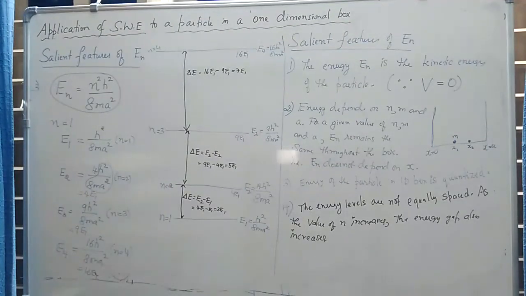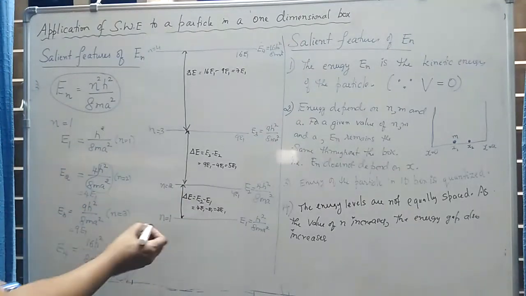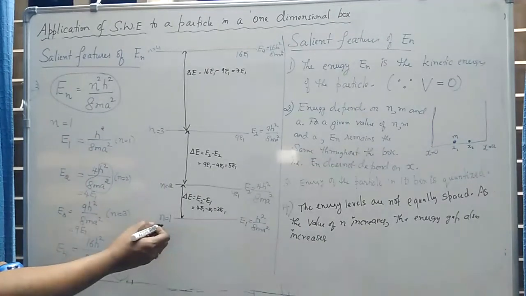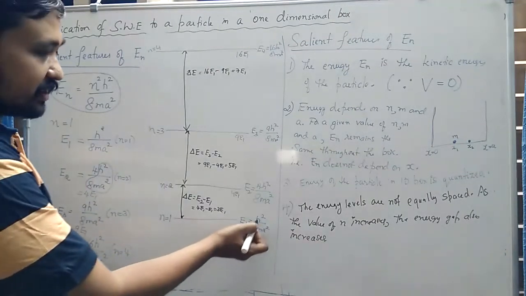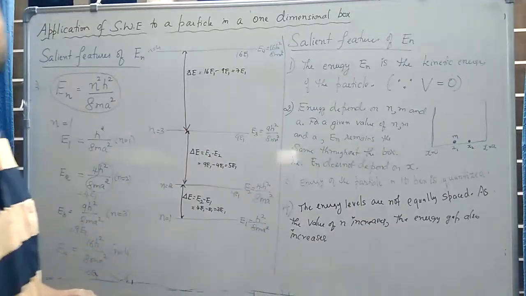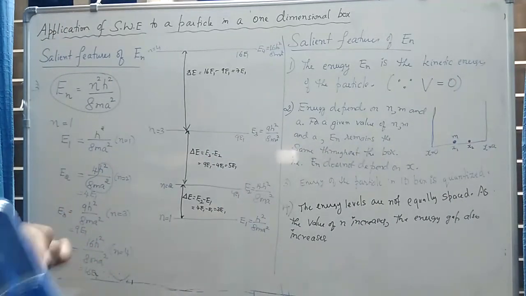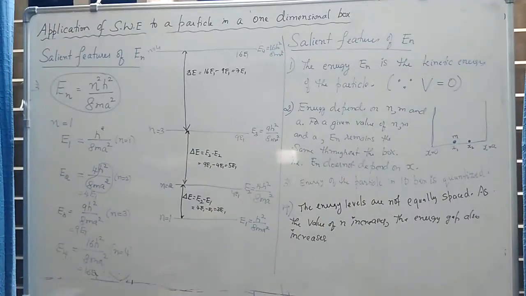But let us see here whether we get 0 energy. How do you represent the ground state? The ground state is represented by n equal to 1. And what is the energy corresponding to n equal to 1? That is the ground state energy, h squared divided by 8ma squared, which is definitely not equal to 0. So the lowest energy the particle has in this particular case is not equal to 0.